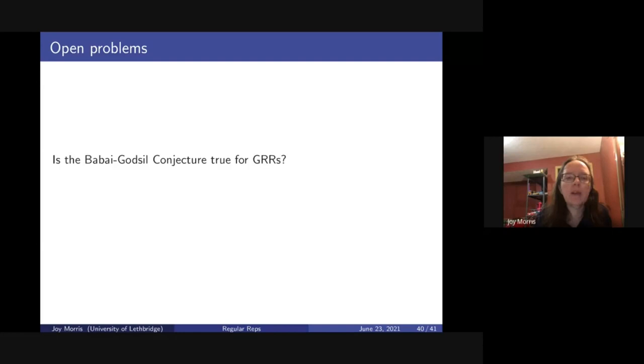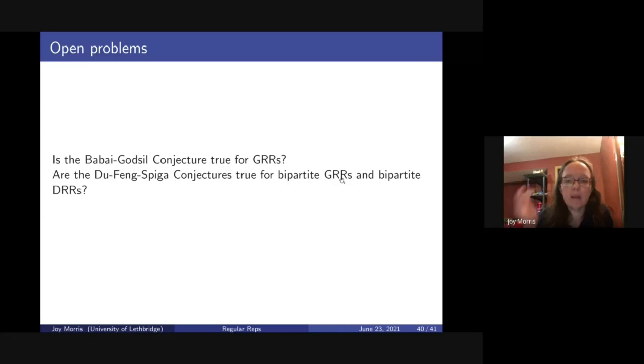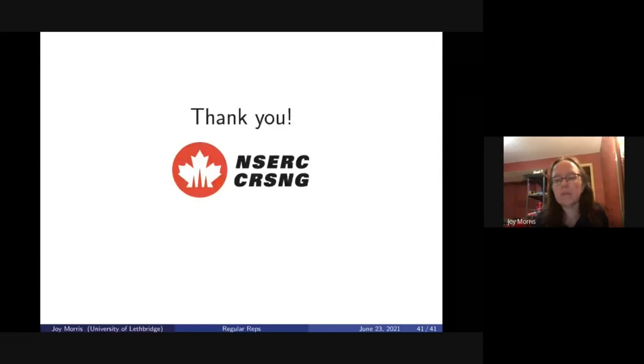Is the Babai-Godsil conjecture true for graphical regular representations? This is still unknown. So the asymptotics of graphical regular representations are not well understood. We're pretty convinced that it's true, but we can't prove it at this point. Are the Du-Feng-Spiga conjectures, so the ones about bipartite regular representations, true in general for bipartite GRRs? So if we eliminate the condition that the index 2 subgroup be abelian, can you still prove their results? And that's where I'm stopping.